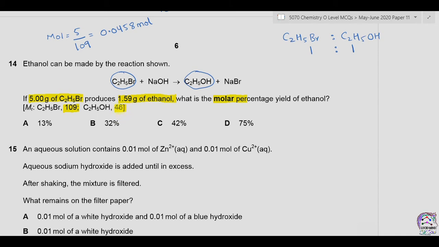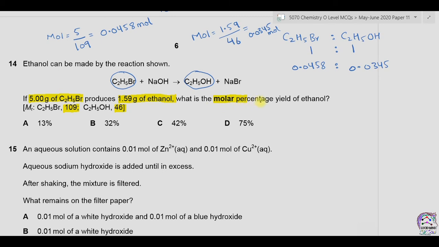Similarly for ethanol, we can find the number of moles. So moles for ethanol will be, mass in grams is 1.59 grams divided by molecular mass given is 46. So therefore number of moles are 0.0345 mole. So we can write 0.0458 for ethyl bromide and 0.0345 for ethanol.